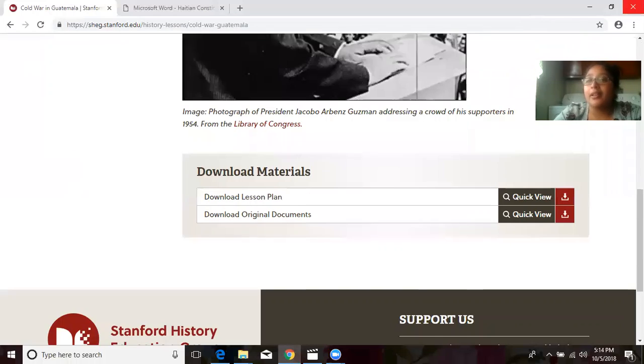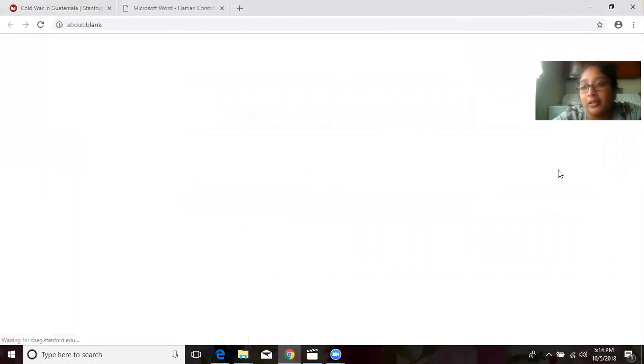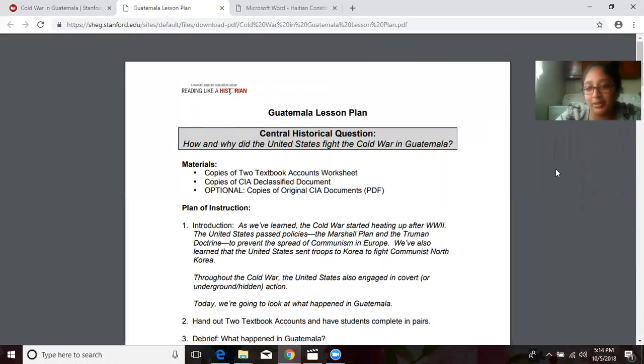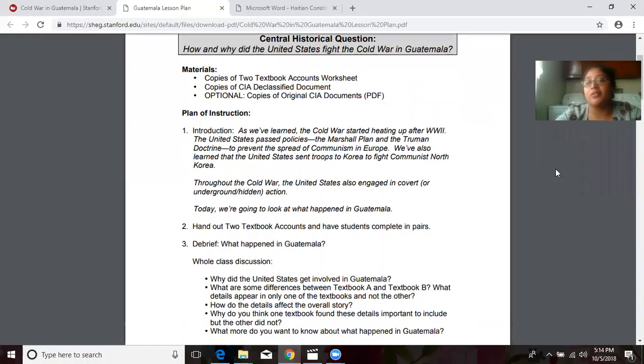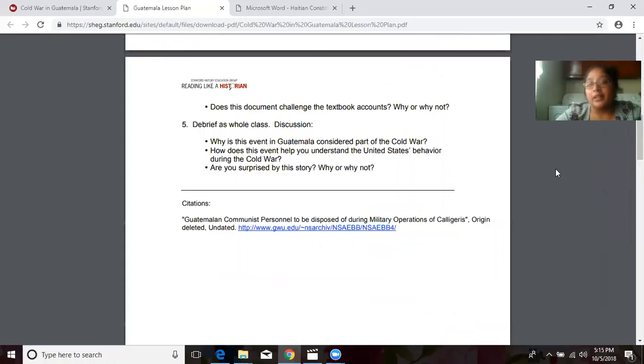Let's look at the lesson plan. It even has what materials you're going to use: copies of two textbook accounts, a worksheet, copies of the CIA declassified document, and optional copies of original CIA documents. And it has a plan of instruction, even including the introduction. It also has the conclusion part of the lesson plan, the debrief as a whole class discussion.